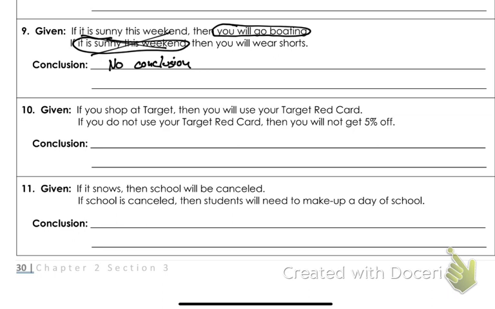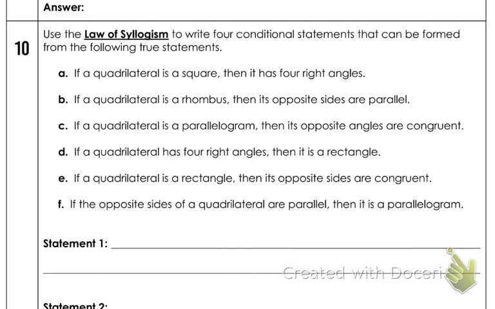Opposite angles are congruent. What you're trying to do is find a hypothesis that starts with opposite angles are congruent. This one has quadrilateral is a square, quadrilateral is a rhombus, quadrilateral is a parallelogram, quadrilateral has 4 right angles, a quadrilateral is a rectangle. Oh, the opposite sides of a quadrilateral are, whoa, I circled the wrong one.